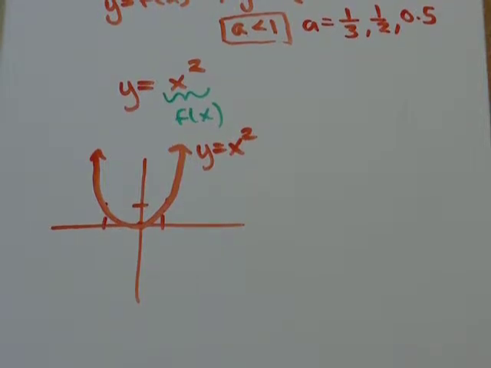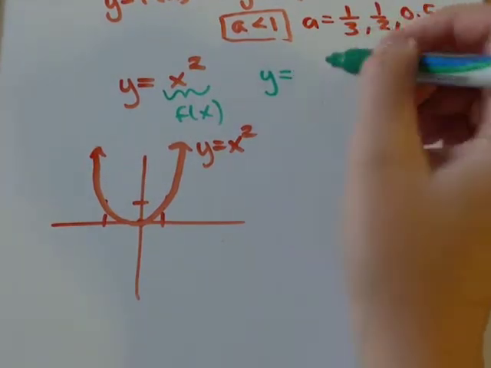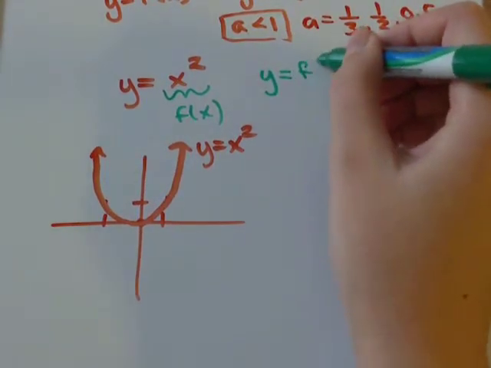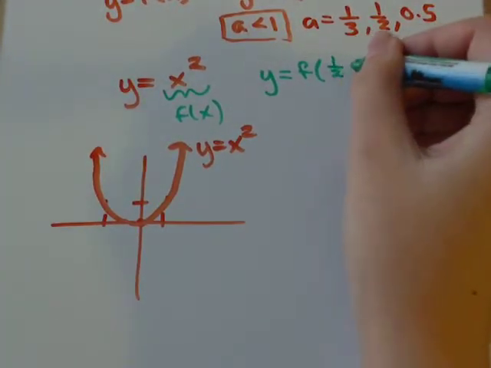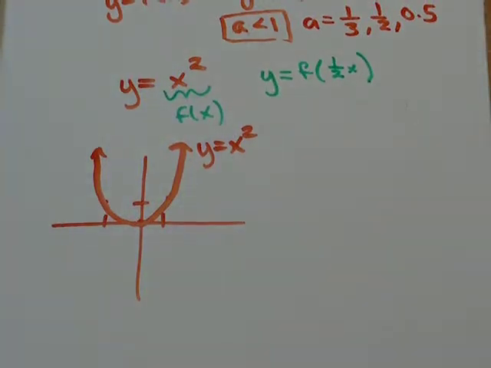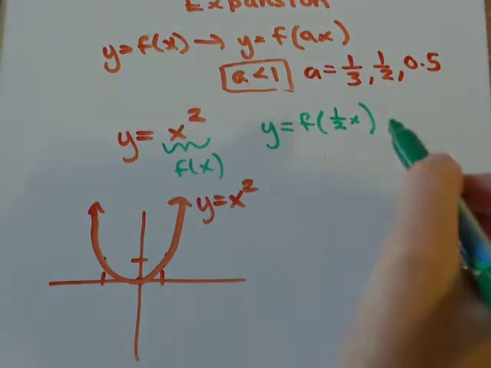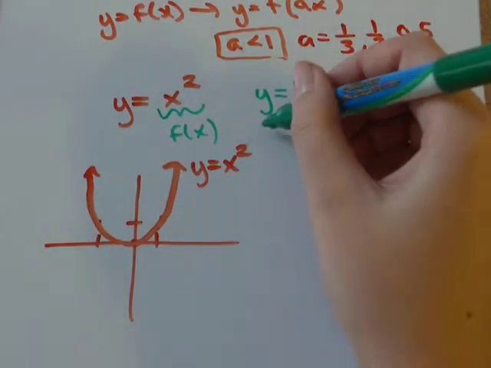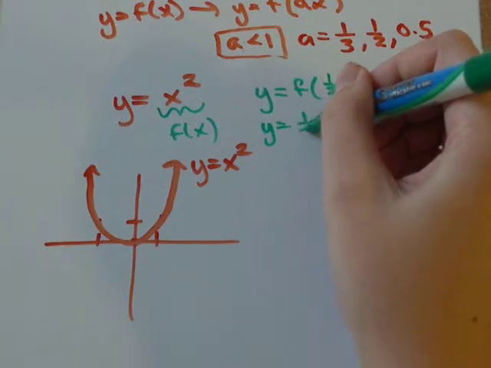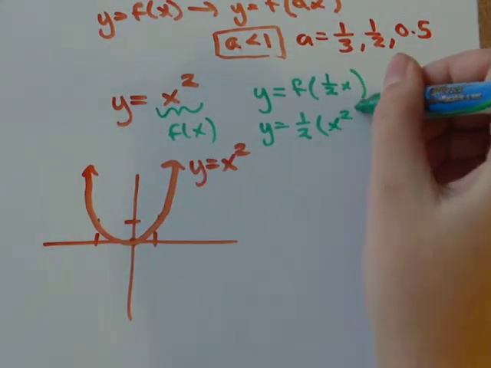So I'm going to switch to my green pen now, and we're going to see how y equals f of x compares to y equals f of, I don't know, what should we do? Maybe a half x? So this is an expansion. A is less than 1, right? It's a fraction that's smaller than 1. It's a half. So what that means is y equals f of a half x, and our f of x was x squared.